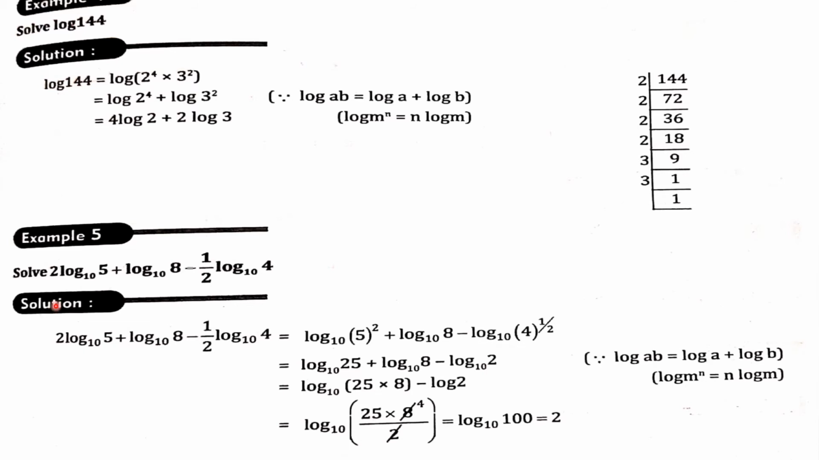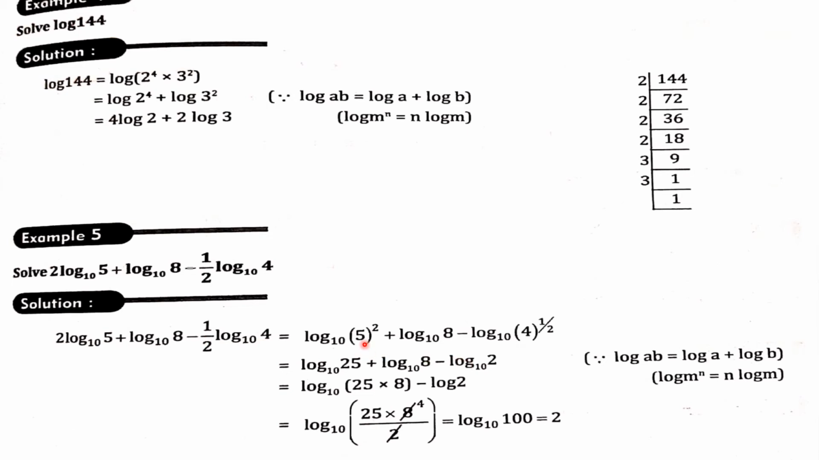Next one, solve 2 log 5 to the base 10 plus log 8 to the base 10 minus 1 by 2 log 4 to the base 10. So everything is in the form of base 10 itself. So here you are supposed to do log 5 base 10. For this 5, this square will come here. So log 5 square base 10. Here there is nothing, so log 8 to the base 10. And here you can write minus log 4 to the power 1 by 2 to the base 10. So this is your first step.